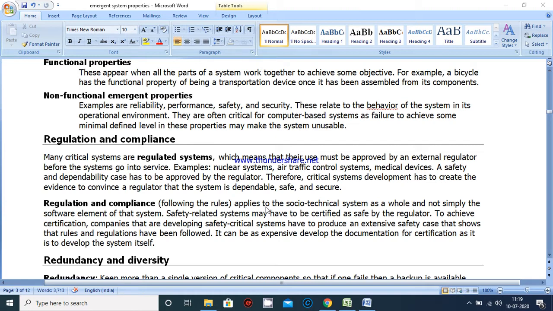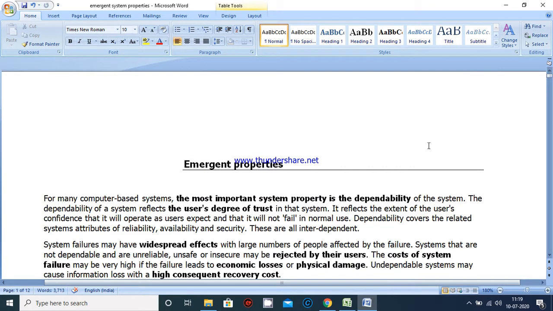Next one is non-functional properties. These are reliability, performance, safety, security. These relate to the behavior of the system in its operational environment. They are often critical for computer-based systems, as failure to achieve some minimal defined level in these properties may make the system unusable. So these are the emergent properties of a system. So we should understand what the system actually is in ADSE.